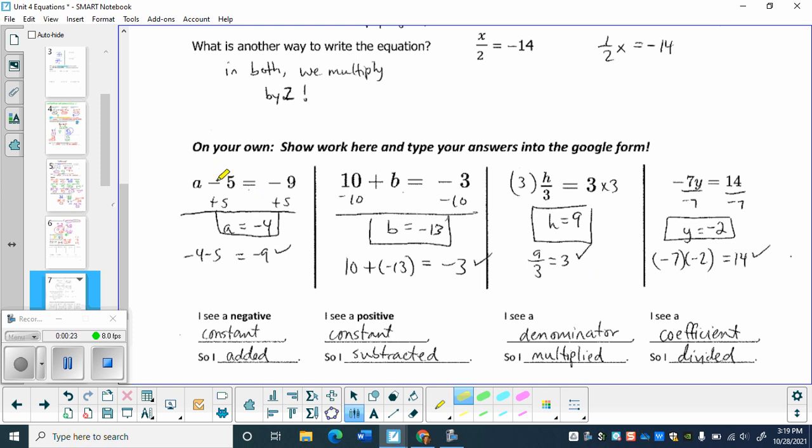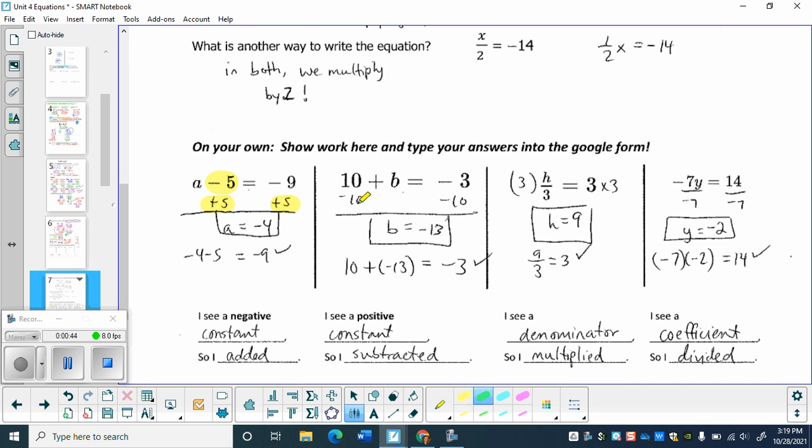Well, when you guys look at this equation, we only have a constant that's -5. So the only thing we needed to do to solve this was to do the opposite, which is add 5 to both sides. So if you see a negative constant, you want to add on both sides, which is what you have down here. You see a negative constant, so you added 5.